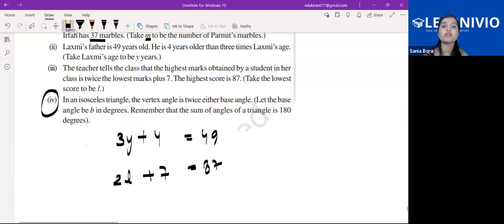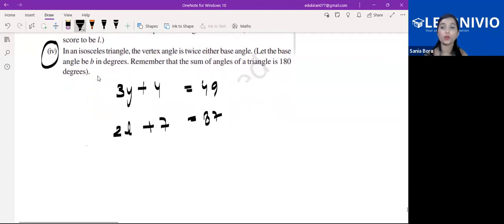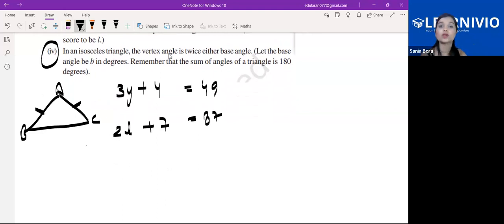Now this one. Before doing this question, everybody should know what an isosceles triangle is. Anyone who knows? Both sides are equal. Yes. An isosceles triangle is a triangle in which two sides are equal, for example, these two, A, B, and C. In an isosceles triangle, the vertex angle is twice either base angle. Let the base angle be B. Remember that the sum of angles in a triangle is 180. So angle A plus angle B plus angle C. Clear? So angle B, this one for example, is given as B.